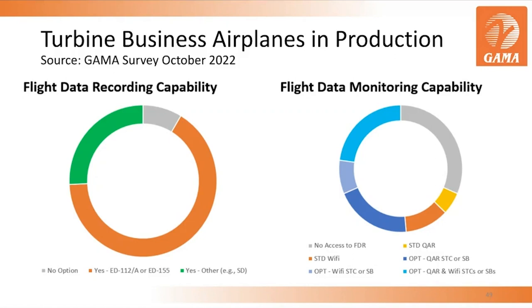Either standard from the OEM, or a service bulletin from the OEM where you usually have to opt into it, or there's an optional package from the OEM. This does not get into the aftermarket, but if you're buying an aircraft today, these are the capabilities that are out there. So first of all, NTSB's long story about needing data recorders on the aircraft.